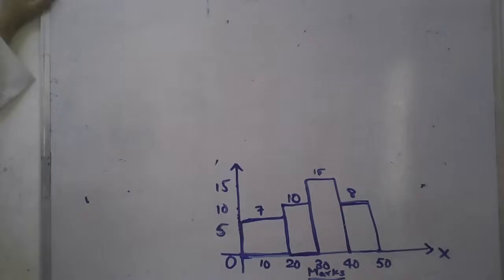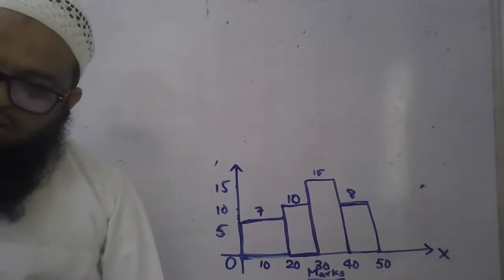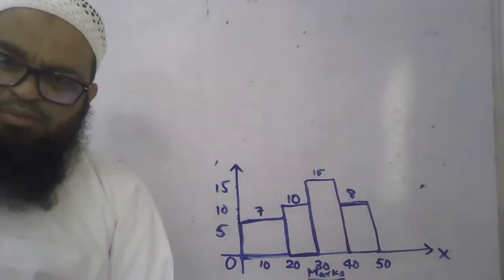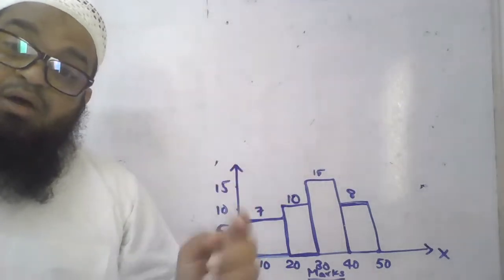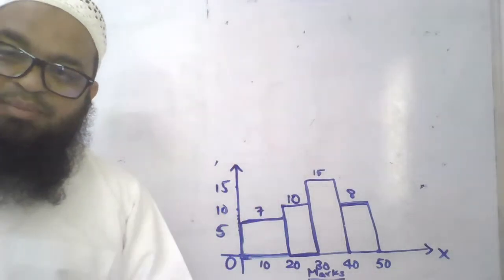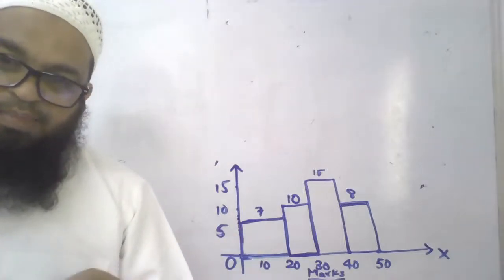Y-axis, yes, it is students. Good. Now tell me what is the scale of the y-axis? No, wrong answers. Yes, Muhajjab, correct answer, 5 students. Not just 5. What is the scale? This is very good, Samir. 1 unit is equal to 5 students is the perfect answer.